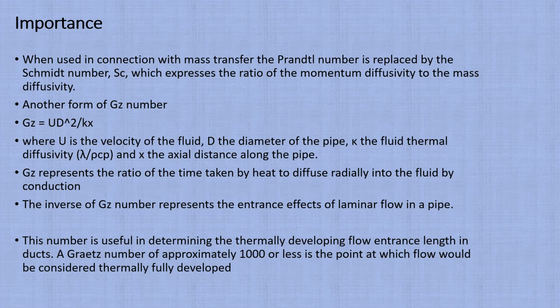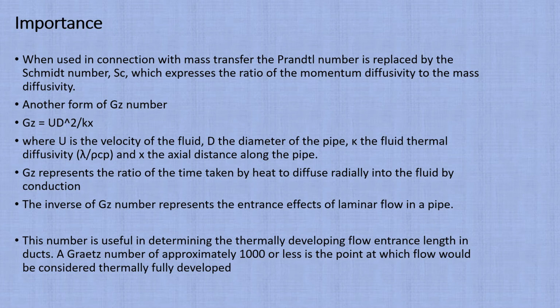So in mass transfer, we replace Prandtl number by Schmidt number in the Graetz number formula, and the formula becomes Graetz number is equal to D upon L into Reynolds number into Schmidt number instead of Prandtl number. So if someone asks you what number is used instead of Prandtl number, or what number is equivalent to Prandtl number in mass transfer, then the answer is Schmidt number.